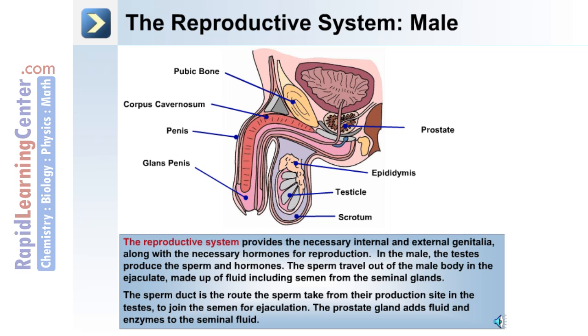The reproductive system provides the necessary internal and external genitalia along with key hormones. In the male, the testes produce sperm and hormones. The sperm travel out of the male in the ejaculate, which is made up of semen from the seminal glands. The sperm duct is the route the sperm take from the production site in the testes to join the semen for ejaculation. The prostate gland adds fluid and enzymes to the seminal fluid.